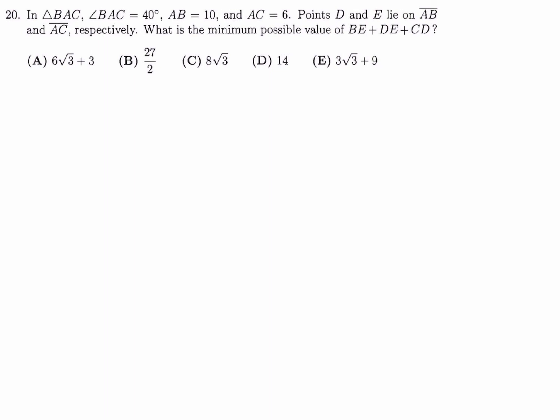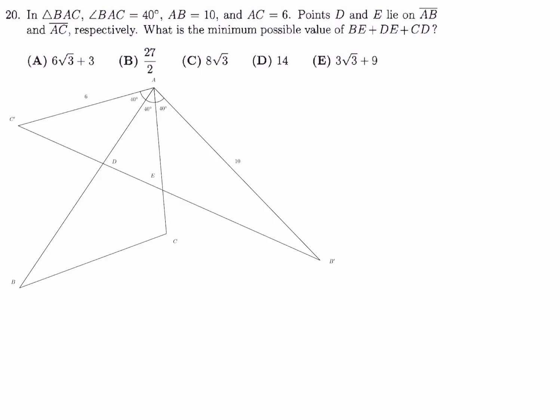In triangle BAC, angle BAC is 40, AB is 10, AC is 6. Points D and E lie on AB and AC respectively. What is the minimum possible value for BE plus DE plus CD? Here's an excellent diagram that helps tremendously with the question. We have triangle BAC right here, BAC.